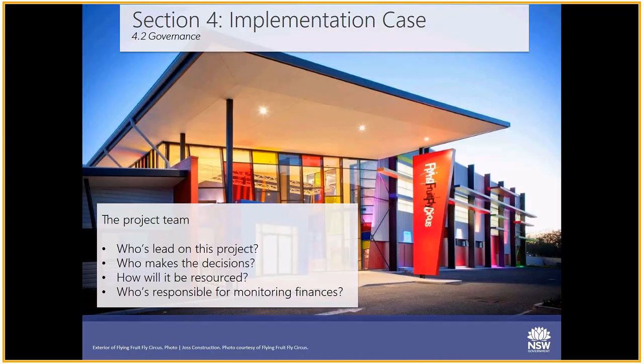The implementation case. Moving along to governance. It's important to be clear about everyone's roles and to back that up with evidence that the team is capable. The governance arrangements should address who owns the proposal, who is responsible for the proposal outcomes, who is responsible for approving key decisions? Who will manage the proposal? How will it be resourced? And who is responsible for monitoring the costs, benefits and risks?